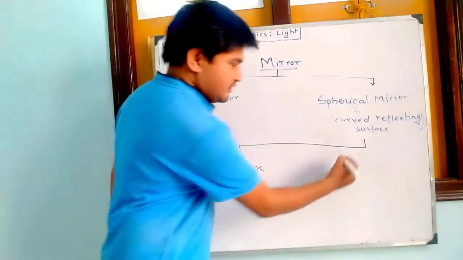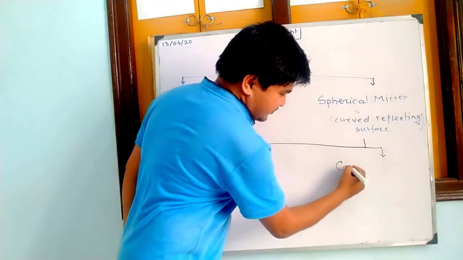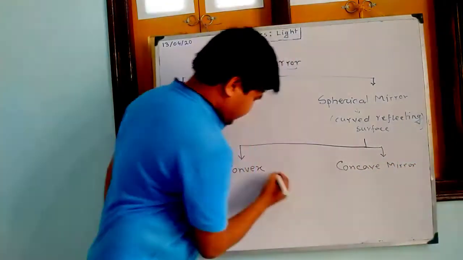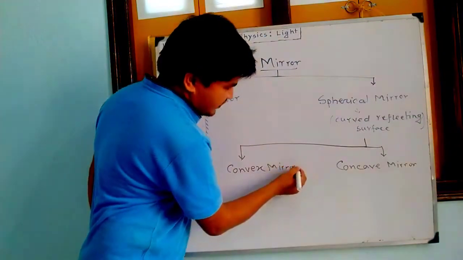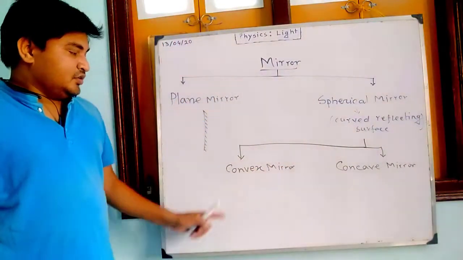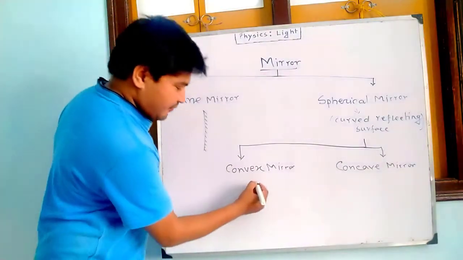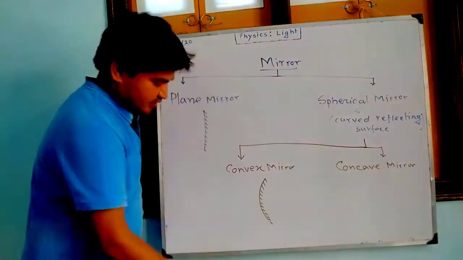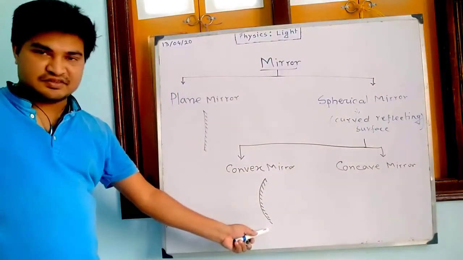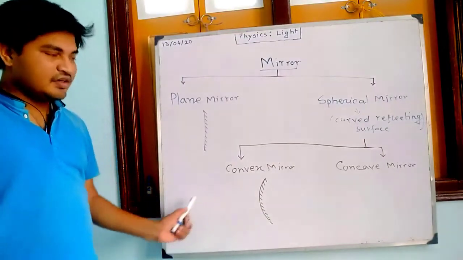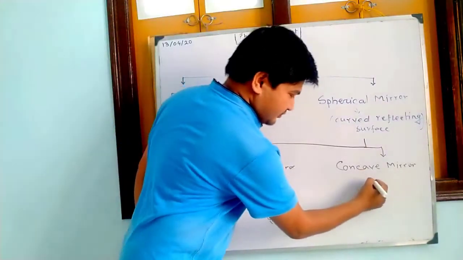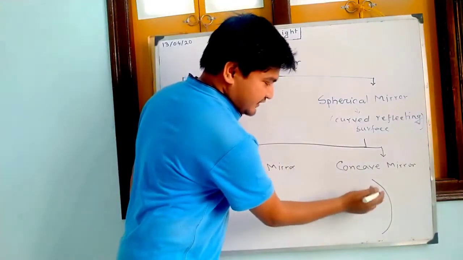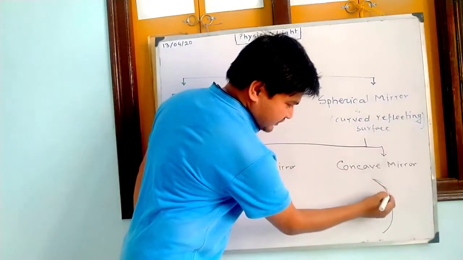One is convex mirror and another is concave mirror. So a convex mirror is a type of mirror that has a reflecting surface in the outward direction. This is the convex mirror, this is the reflecting surface, and this is curved and present in the outward direction. And this is also a curved mirror that has the reflecting surface in the inward direction.